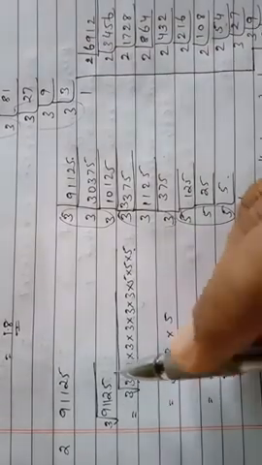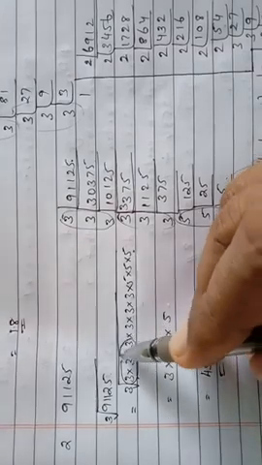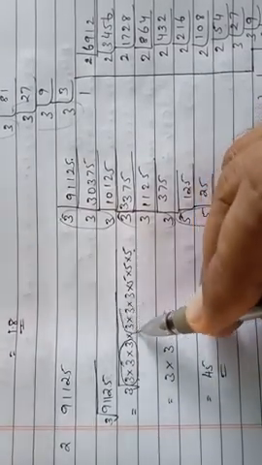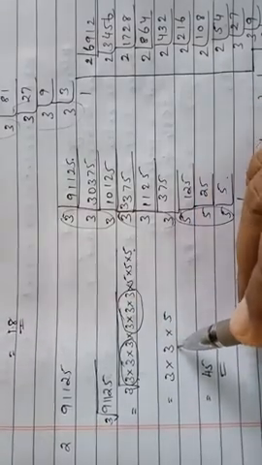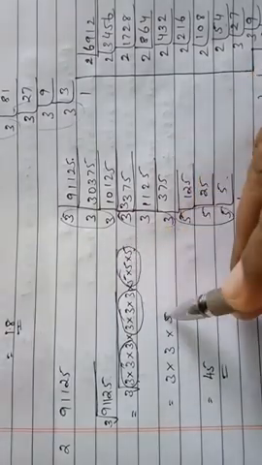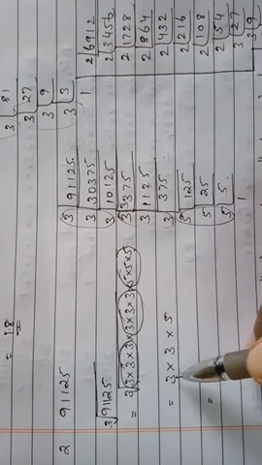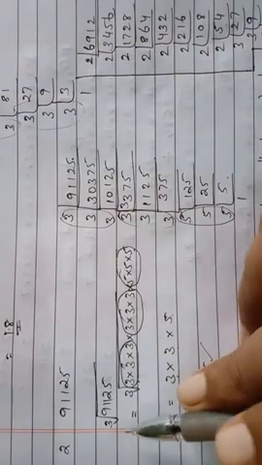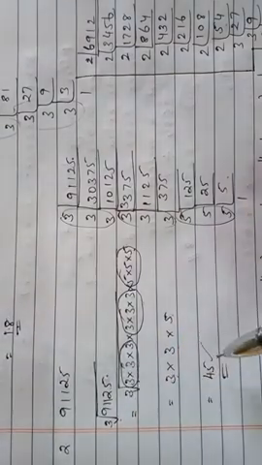Then from each triplet we can take one outside. From the first triplet we can take 3 outside. Then from the second triplet we can take another 3 outside. From the triplet of 5 we can take 5 outside. Then we can see that the cube root is equal to 3 into 3 into 5, which is equal to 45. Hence the cube root of 91,125 is equal to 45.